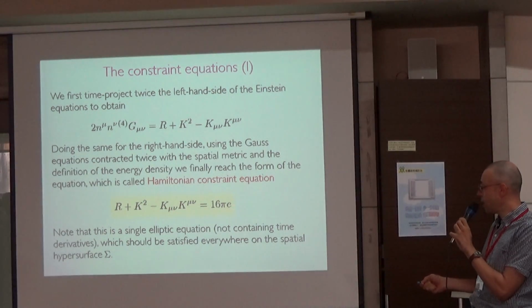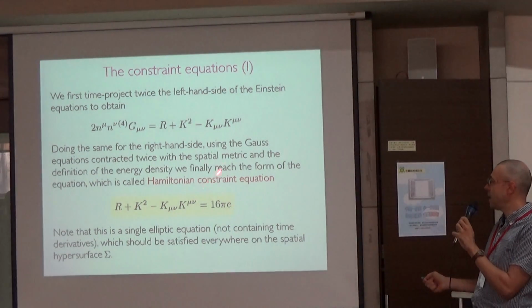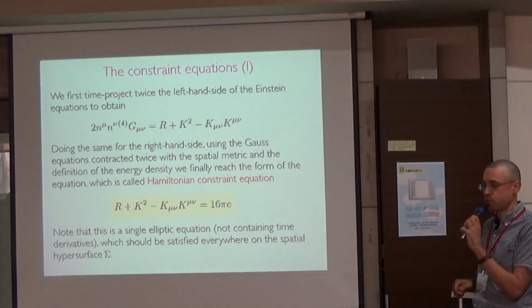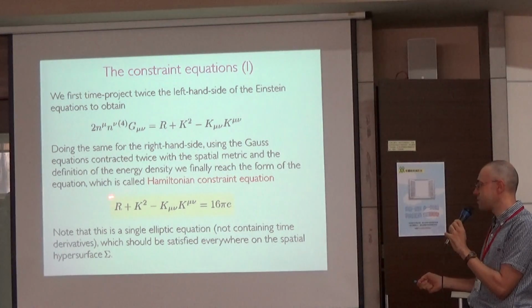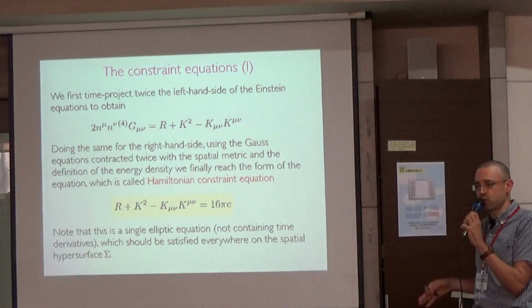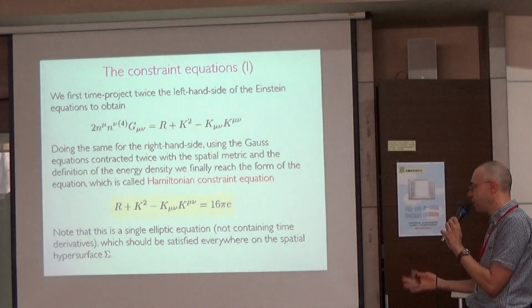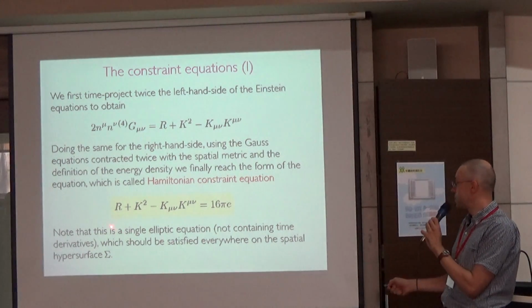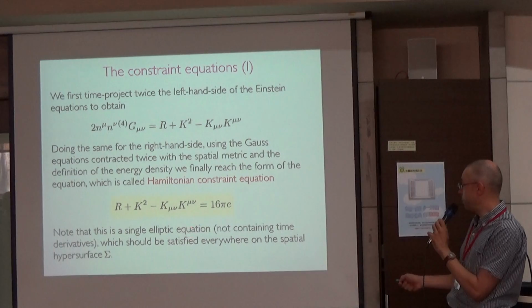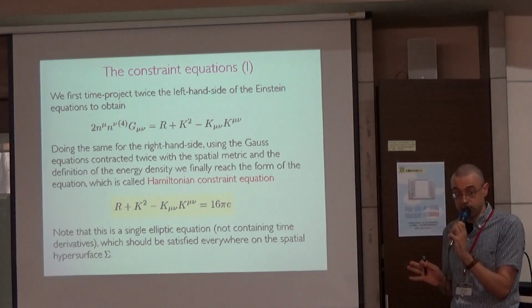the components are three-dimensional, and this is called the Hamiltonian constraint equation because it measures something like a zero or timeline component of the constraints. It's something like energy. It is a single elliptic equation, so no time derivatives.